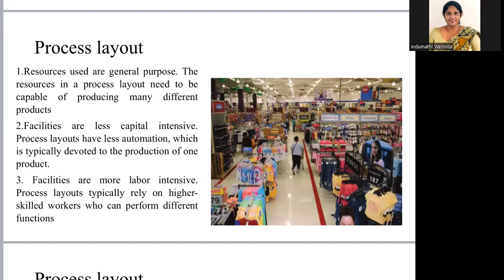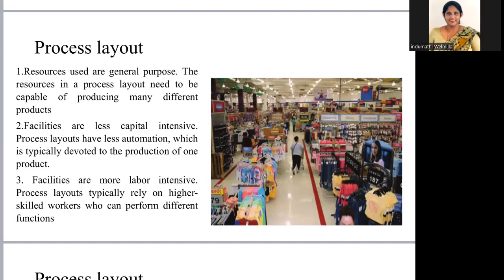So anyway, a process layout can be designed to produce many different items, often to customer specification. To achieve this goal, they have certain unique characteristics, right? What are those characteristics? First one is resources are used for general purposes, right?